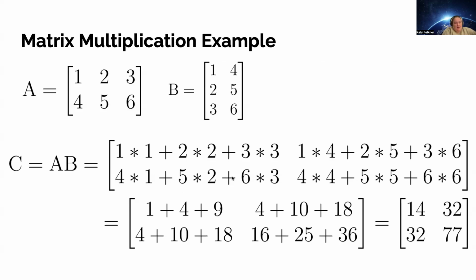And over here in the bottom left, we've got the second row of A times the first column of B. So 4 times 1 plus 5 times 2 plus 6 times 3. And finally, in the bottom right, we have the second row of A times the second column of B. So this is 4 times 4 plus 5 times 5 plus 6 times 6. And when we do the multiplication, here is what we get. And then we do the addition, and we end up with a final answer of 14, 32, 32, 77.